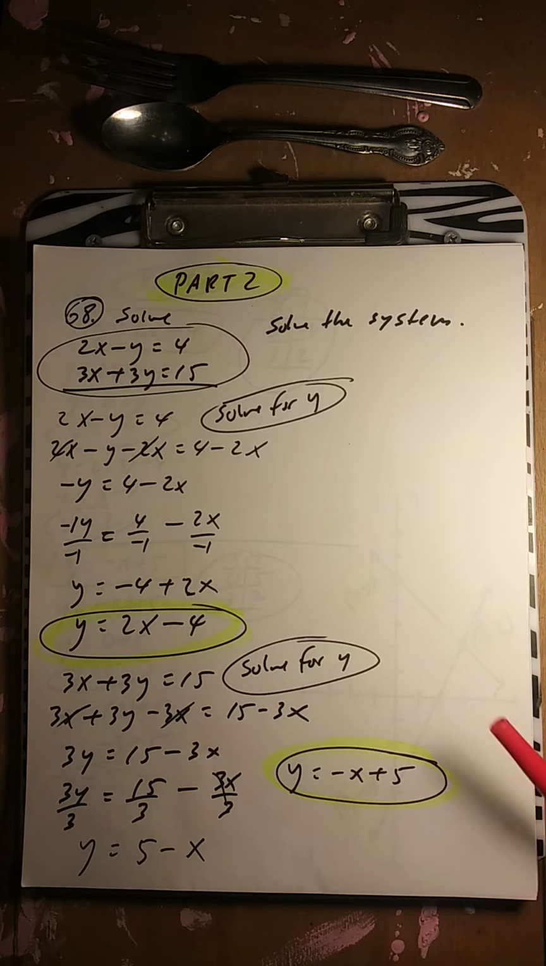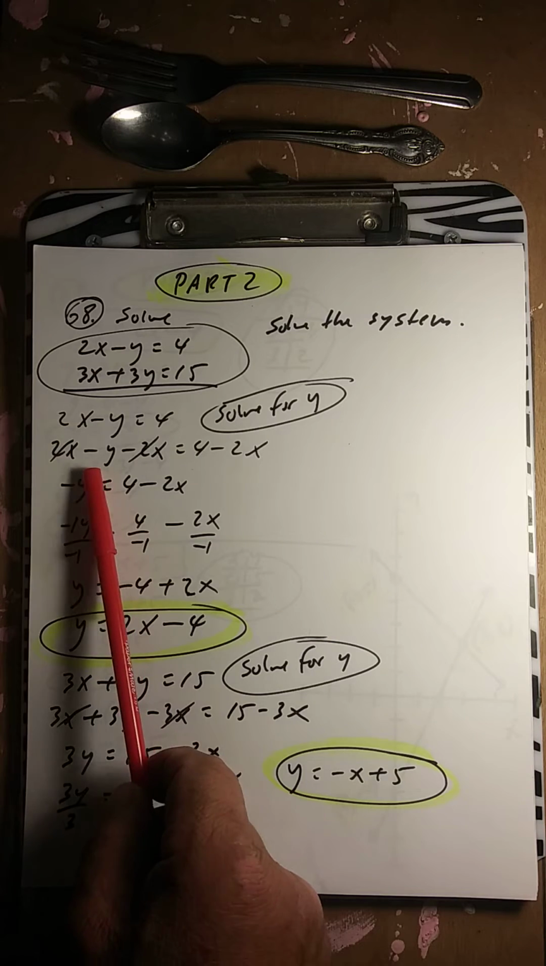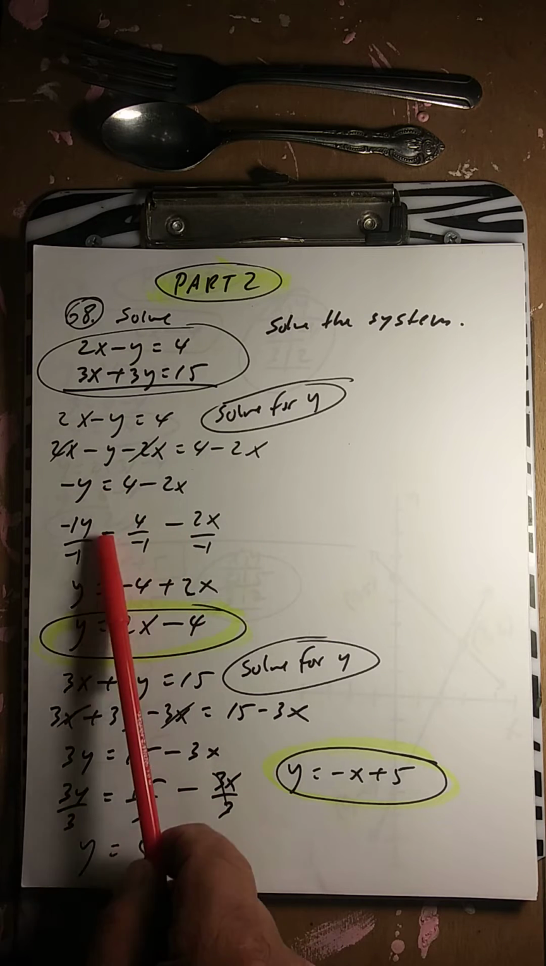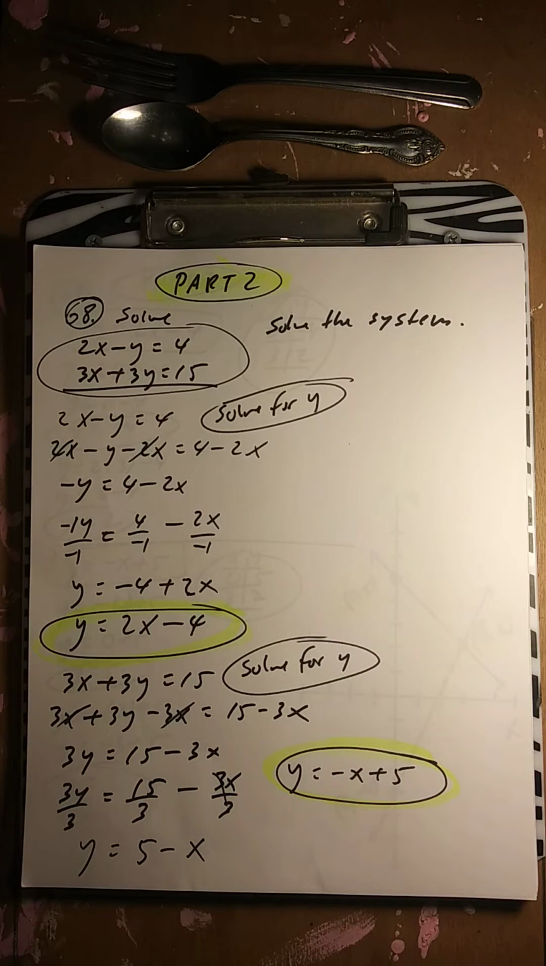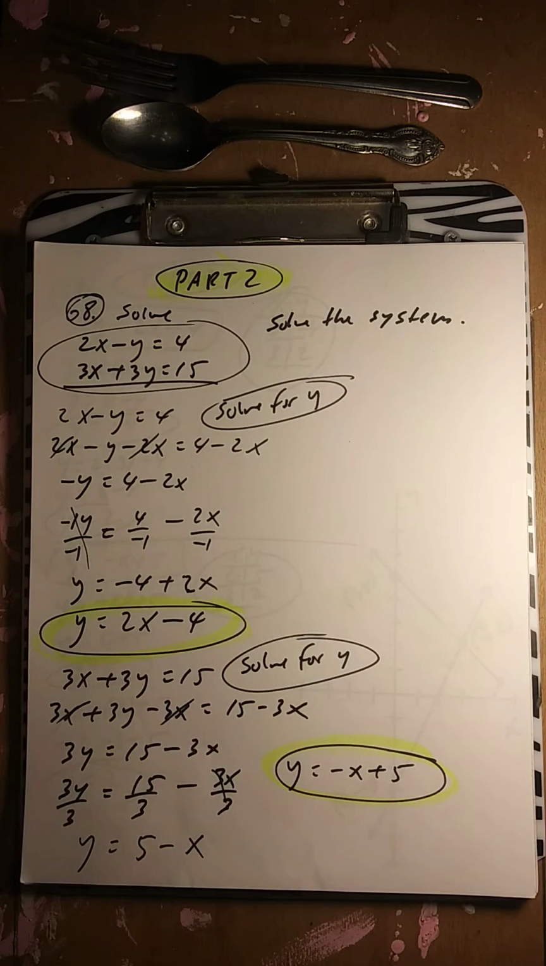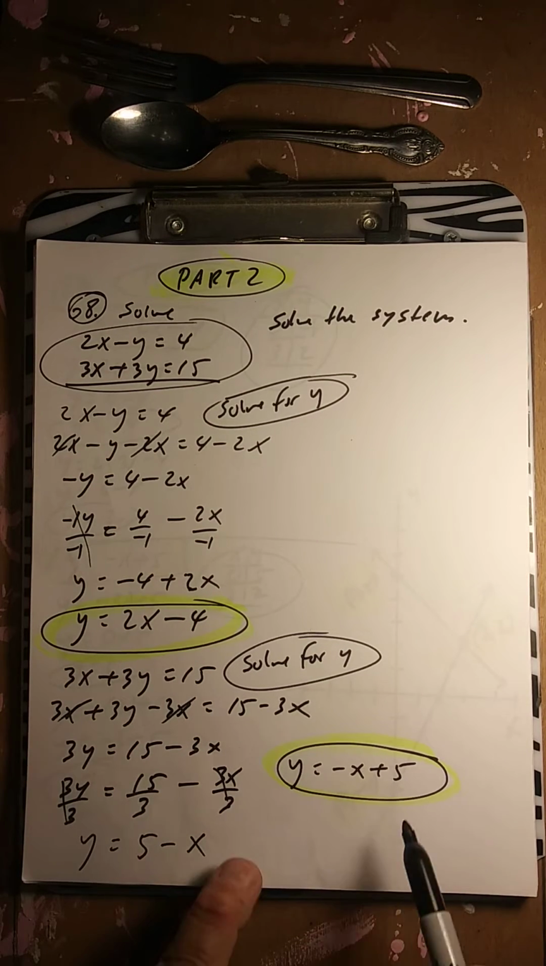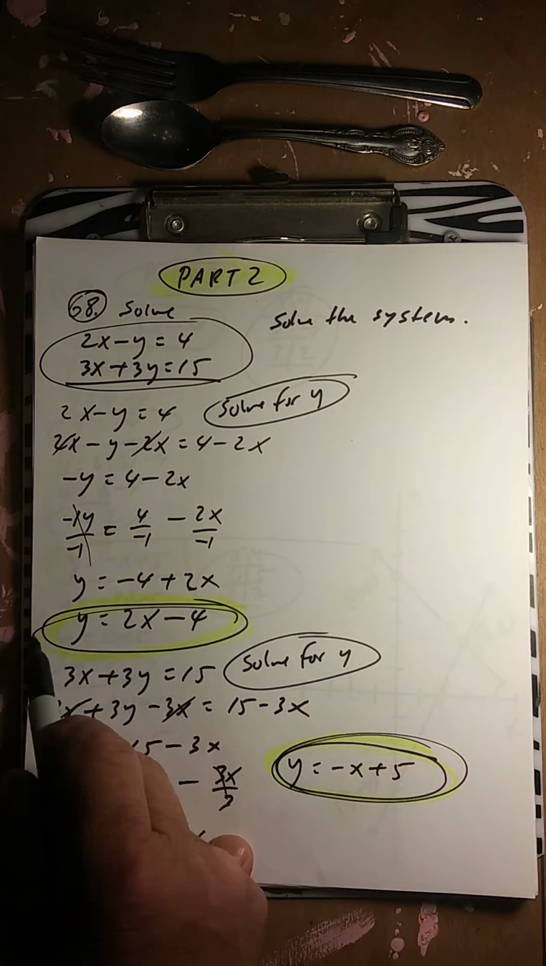Solve for y. We got y right here. Solve for y. So we minus 2x, negative y equals that, divided by negative 1, divided by negative 1. Yes, these cancel right here. So we have y. Rewrite it. The other one, solve for y. We have solved this one for y. Minus 3x, so 3y equals this. Divide by 3, divide by 3. Yes, these cancel out, of course. So we have y equals this one right here. So now we got the two.